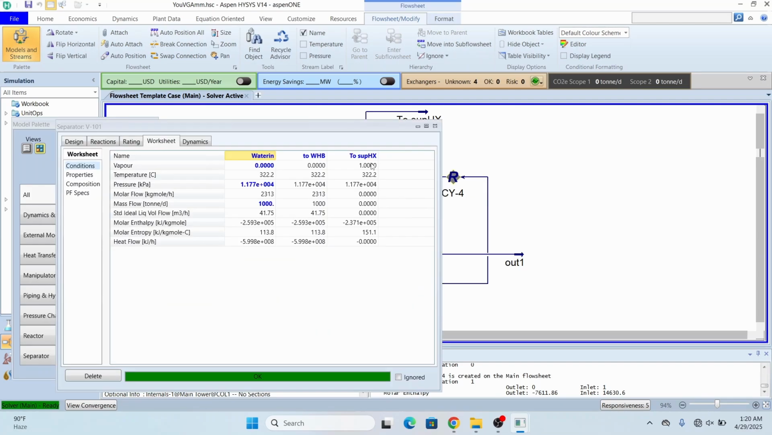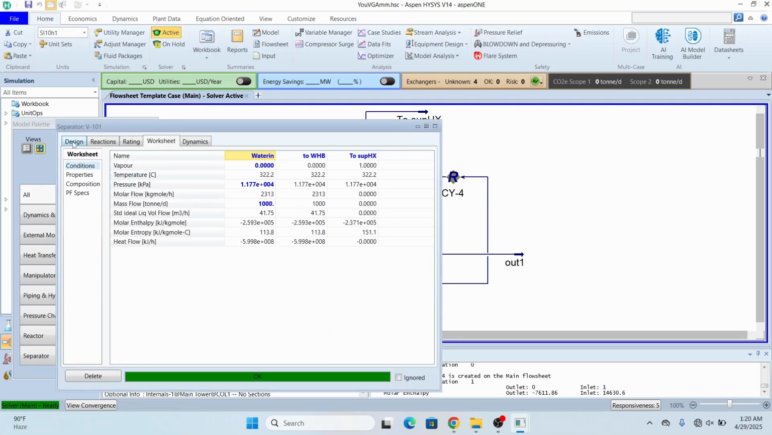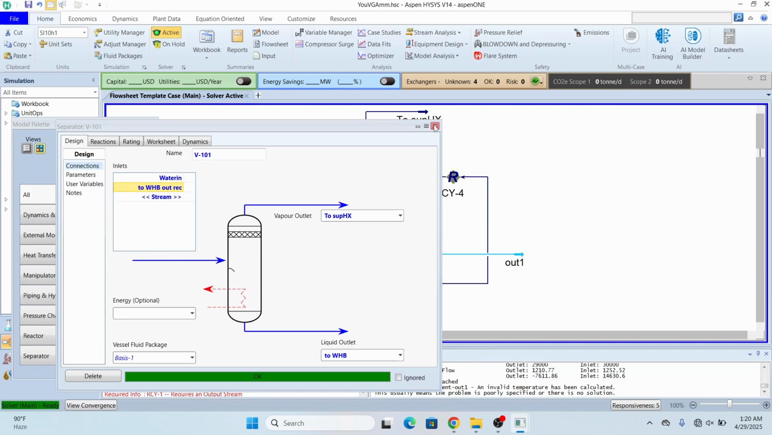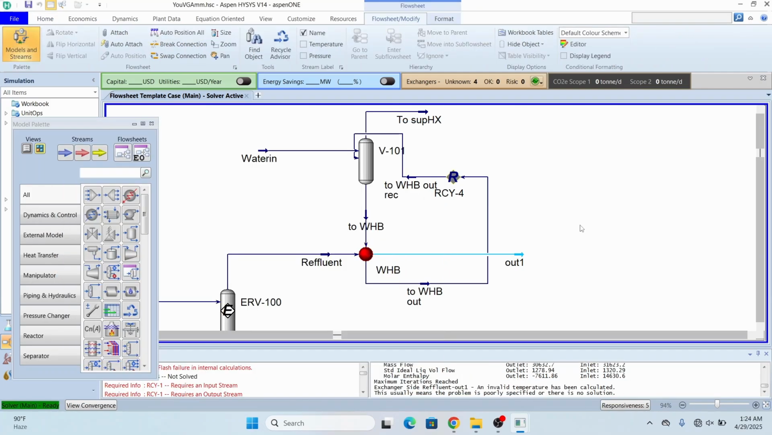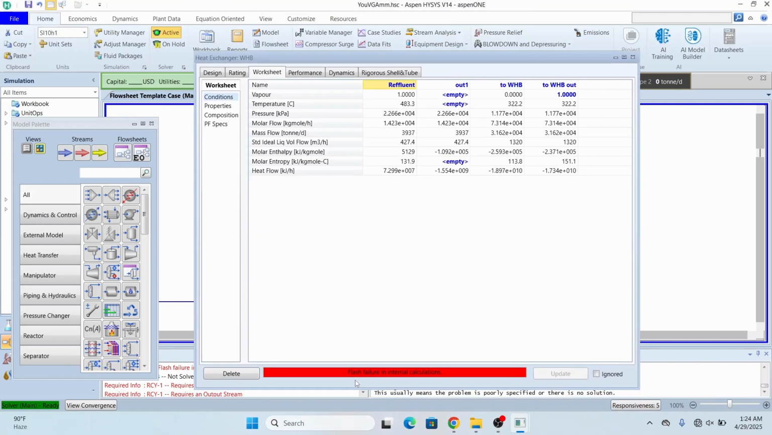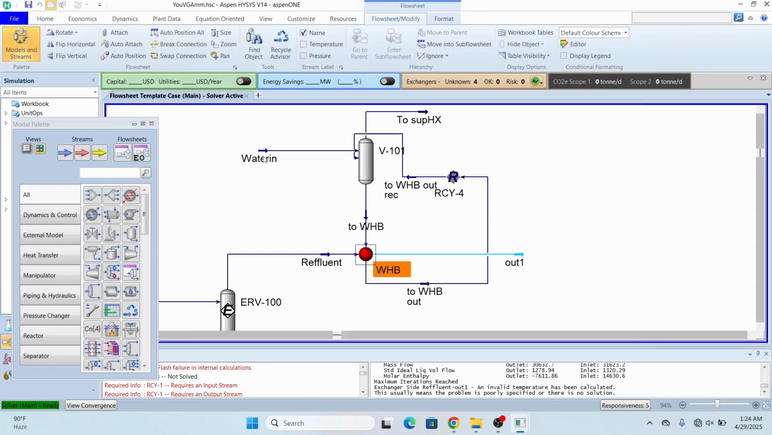So now I will double click on it, and in the design you will give the waste heat boiler inlet as well. You can see that after connecting my recycle stream to the waste heat boiler, the waste heat boiler has become unconverged. So I will double click on it and see what error it is having. Flash failure in internal calculation.